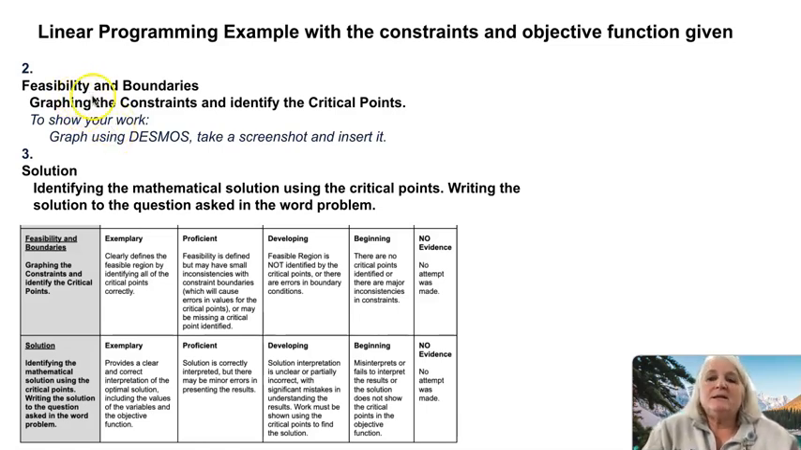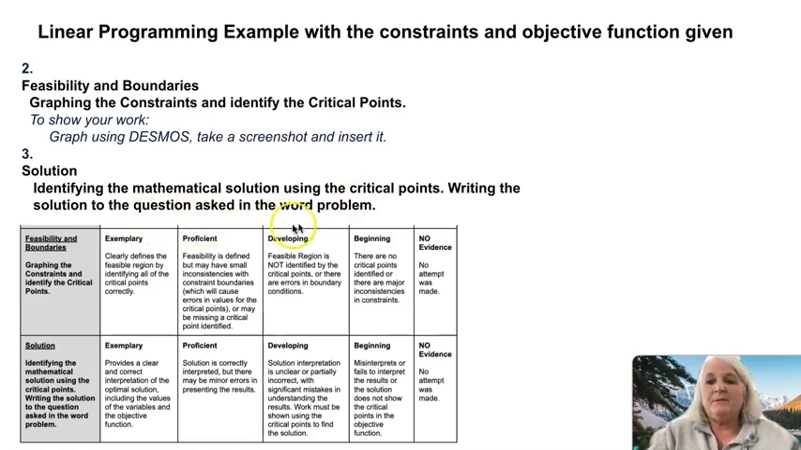With feasibility and boundaries, you're going to be graphing the constraints and identifying the critical points. To show your work, you're going to graph using Desmos and then take a screenshot and insert it. And then portion 3 is the solution. You're going to be identifying the mathematical solution using the critical points, writing the solution to the question asked in the word problem.